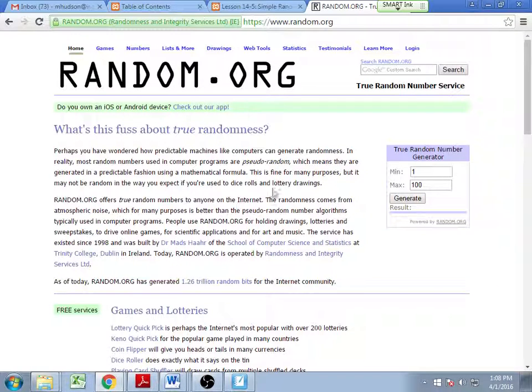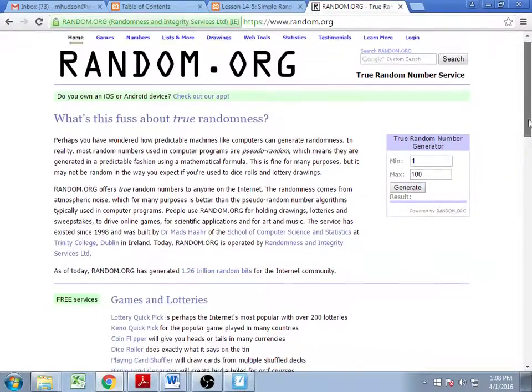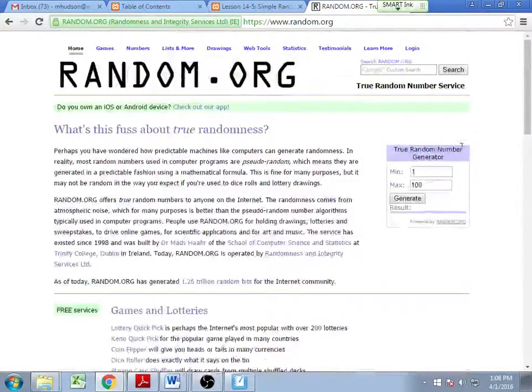Random.org is a great website. There's lots of information on here about random events and different things. But the biggest thing that I use it for is this random number generator. You tell it the minimum number and the maximum number, so your range of numbers, and it just randomly generates numbers. And you can just keep clicking it to keep generating numbers.